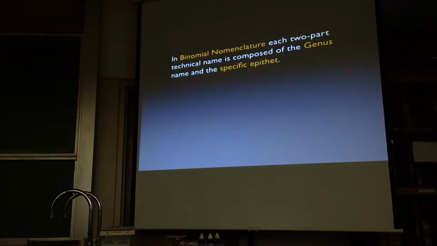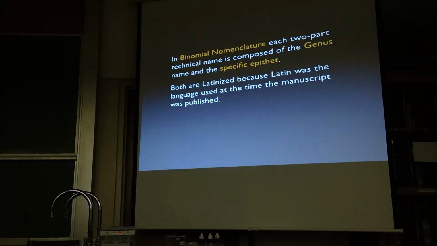So in binomial nomenclature, this two-part name, the first part is the genus name. Genus is a taxonomic rank or category. The genus name is always capitalized, and it's followed by a specific epithet, which basically means species name. The specific epithet is not capitalized, so it's all lowercase. Both of these are Latinized. Sometimes they have Latin roots, sometimes they have Greek roots.